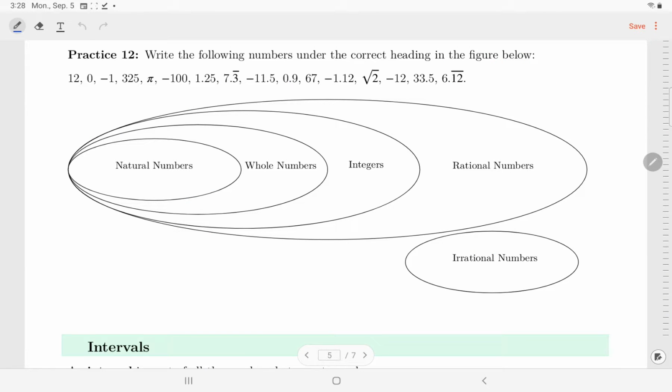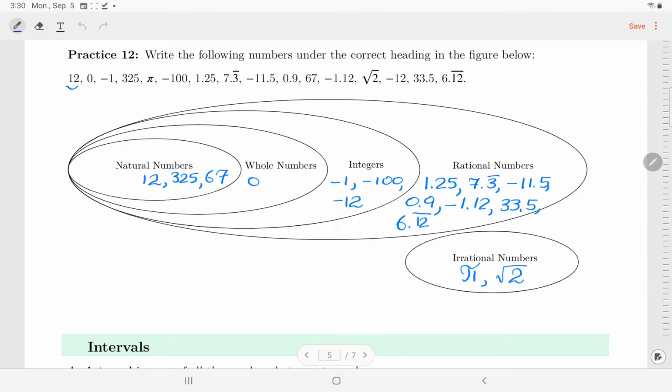Now, please pause the video and write the following numbers under the correct headings in the figure below. So let's try with the first one, 12. 12 is a natural number, so we write it right here. That means it belongs to whole numbers, integers, and rational numbers as well. Check your answers when you are done.